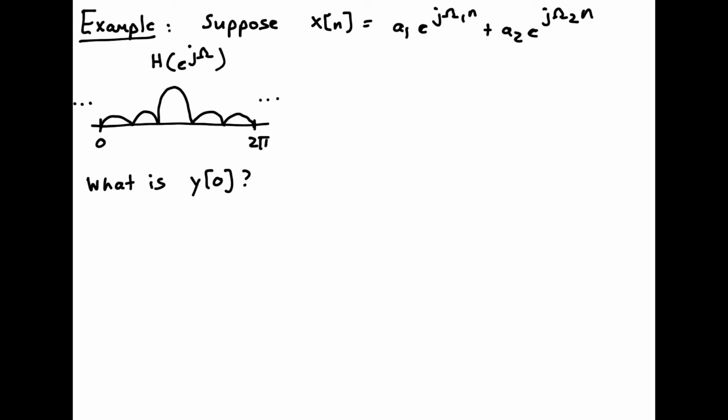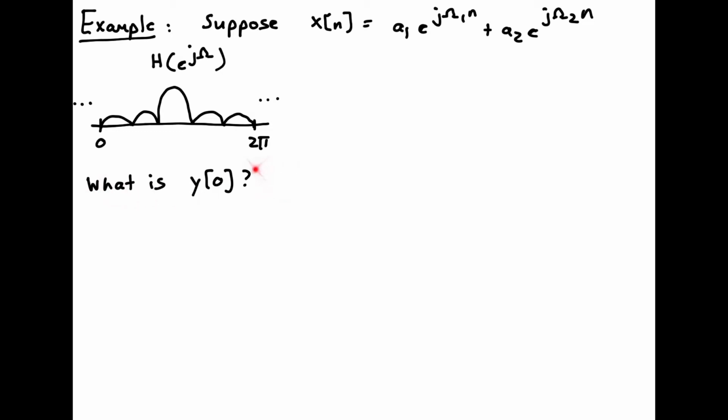So before we move on to look at the beamforming analogy, let's just consider a simple example. Suppose that we have complex exponential inputs. So I put in two complex exponentials, one with frequency omega 1 and one with frequency omega 2, to a linear time invariant system with this frequency response. Remember, the frequency response is periodic with period 2 pi, but I'm only drawing one copy, the copy between 0 and 2 pi.